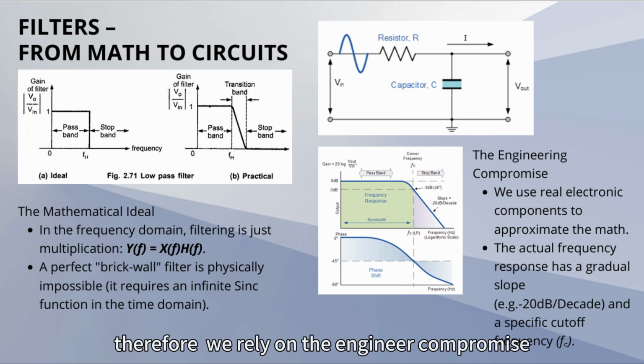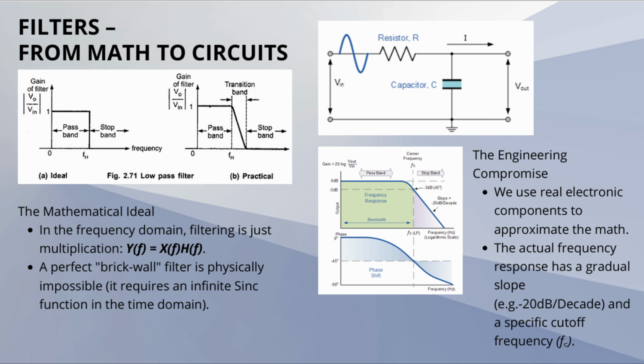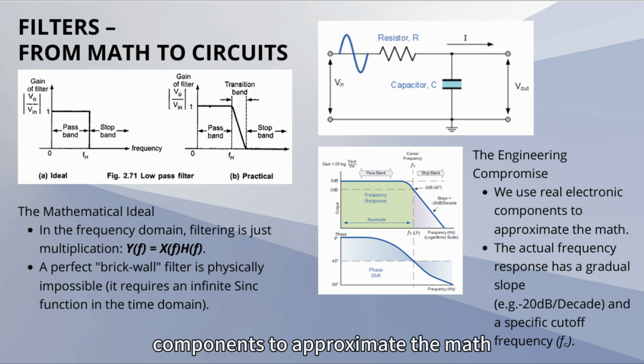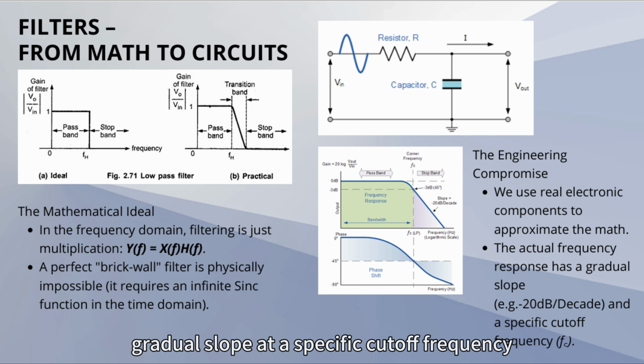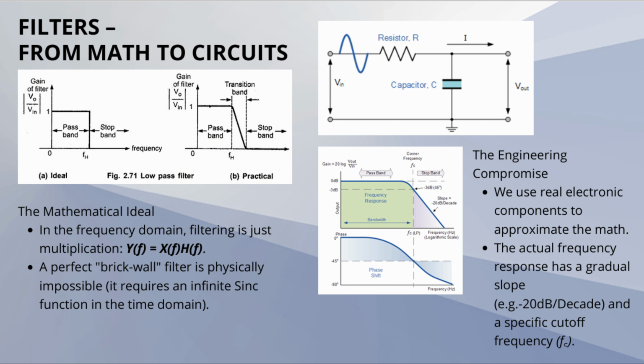Therefore, we rely on the engineer's compromise. We use real electronic components to approximate the math. The actual frequency response has a gradual slope and a specific cutoff frequency. It's a perfect bridge between pure mathematics and electronic design.